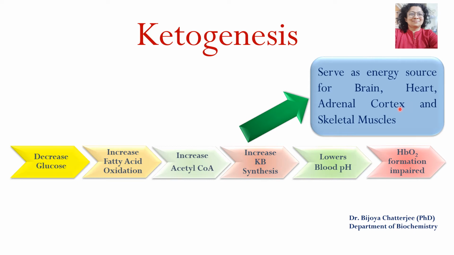But if the amount of ketone body synthesis increases, this leads to decreased blood pH. Now, what happens in decreased blood pH? The formation and transport of oxyhemoglobin is impaired. So this leads to various problems, and it may turn out to be fatal if not controlled initially.